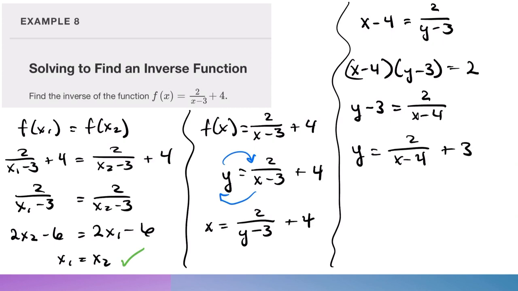Okay. So then this is our inverse function. I forgot my domain, right? My domain from the beginning, this is a rational function. The domain for a rational function is all reals except any x that makes the denominator 0. So the domain of the original is everything except 3. So we'll say x is not equal to 3. That's the domain of f.